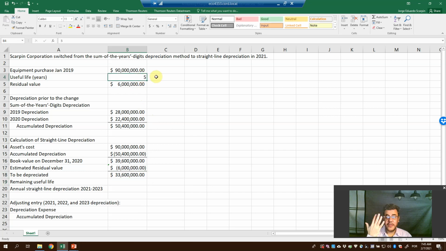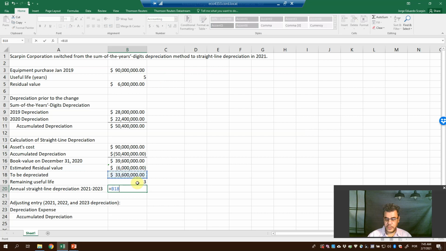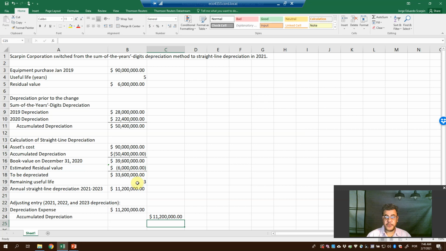Remaining useful life, 5 years. However, we got 2019, we got 2020. We have 3 remaining years. So 3 remaining years. And now depreciation 33.6 divided by 3, $11.2 million per year. And the journal entry, just a regular depreciation expense journal entry, depreciation expense, accumulated depreciation.